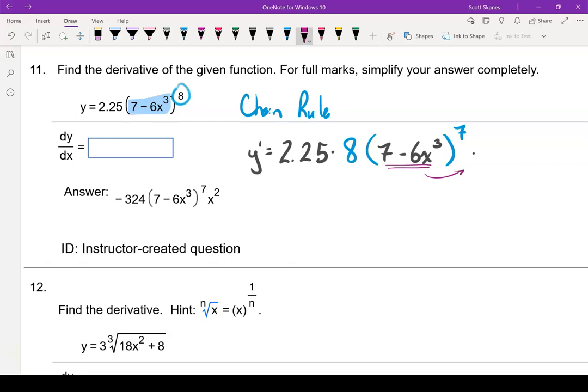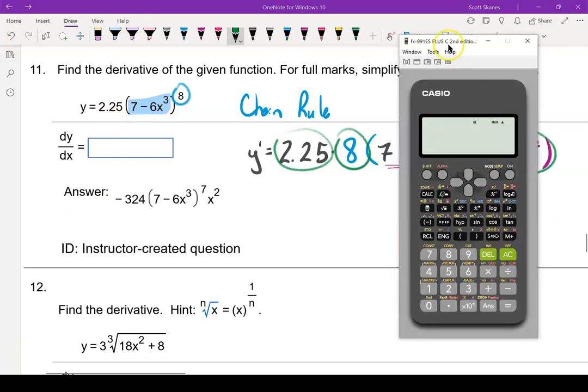That gives us negative, this is 3 times negative 6, so negative 18x squared. I think that's right, looks okay. And then you've got to do 2.25 times 8 times negative 18. You can even include the square if you want, and then that'll give us our answer here. So let's see, bring up the calculator here.